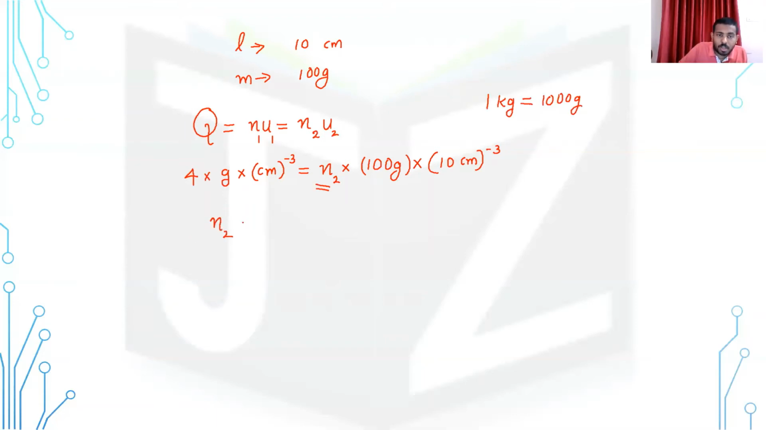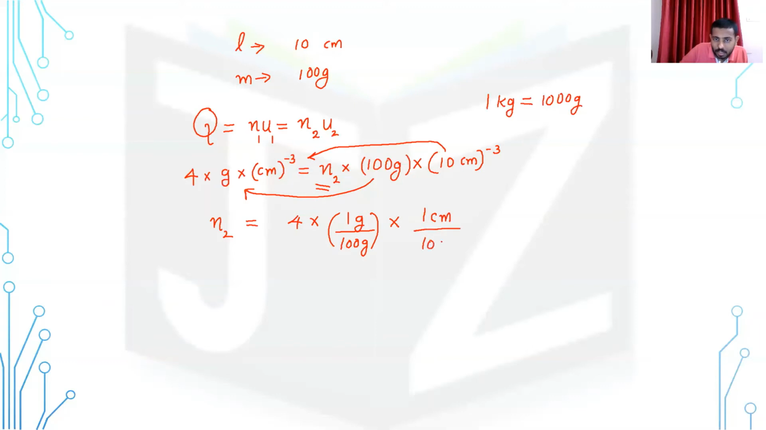In order to find the value of N2, we have to bring these two terms to the other side of the equation. So we can write 4 into 1 gram divided by, bringing 100 gram to this side, divided by 100 gram, into, and also bring this 10 centimeter here, that is 1 centimeter divided by 10 centimeter the whole raised to minus 3. Okay, so from here gram and gram cancel, centimeter and centimeter cancel. So this part, that is 1 divided by 10 the whole raised to minus 3.